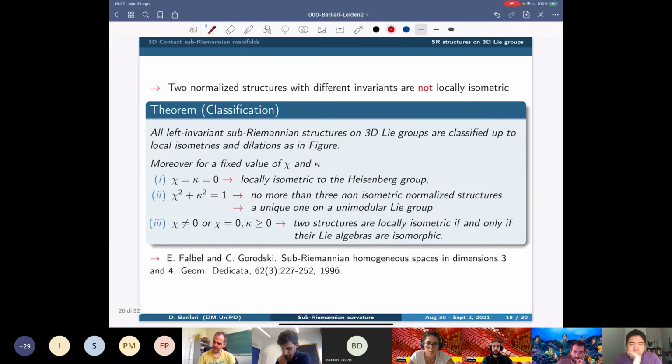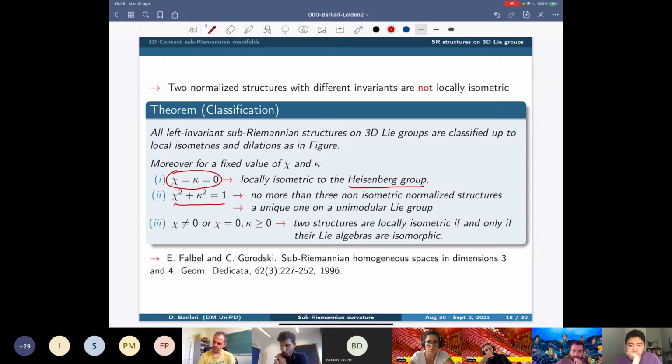So what one can prove is that all left invariant Sub-Riemannian structures can be classified up to local isometries and dilation as in a figure that I will show in the next slide. But the main content is this one: if you know that the two invariants are 0, then you are isometric to the Heisenberg group. If you take the other normalization, then you can see that there are no more than 3 non-isometric normalized structures, and indeed a unique one on a unimodular Lie group.